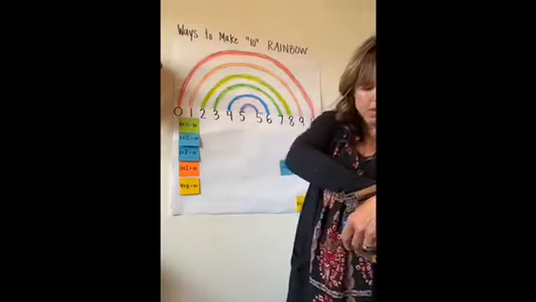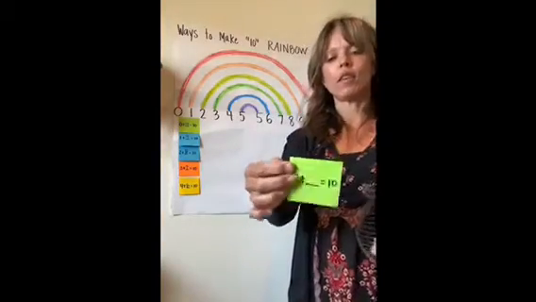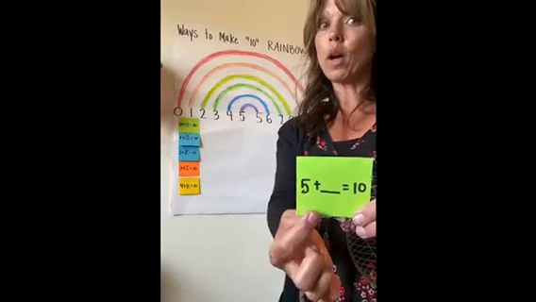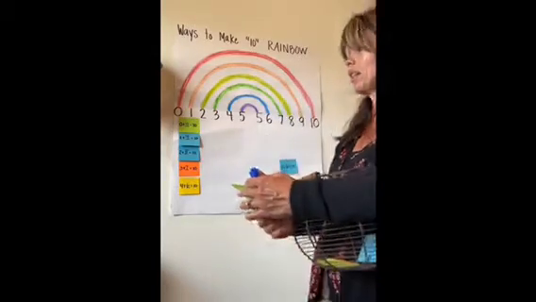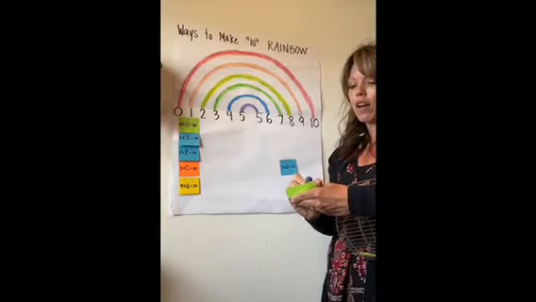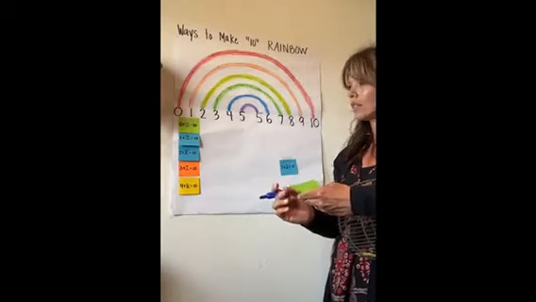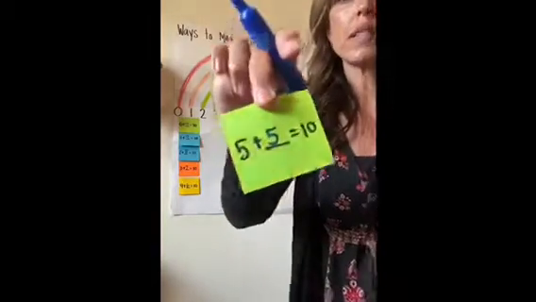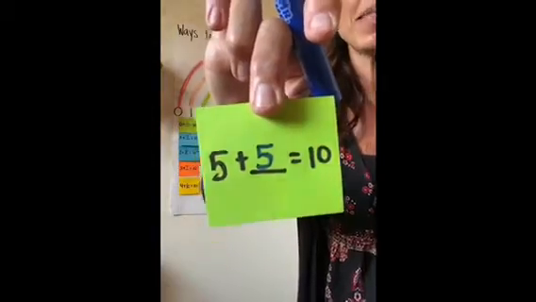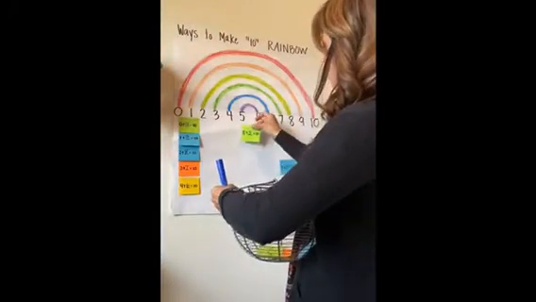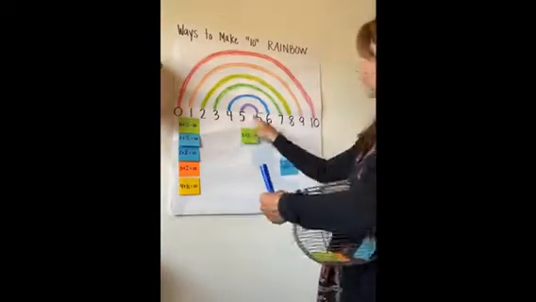Okay, a few more left. All right, everybody find 5 on your rainbow. 5 plus what equals 10? 5 plus, this is a double, I'll give you a clue. 5 plus 5, 4, 3, 2, 1. 5 plus 5 equals 10. Very nice. I'm going to put this one right in the middle.